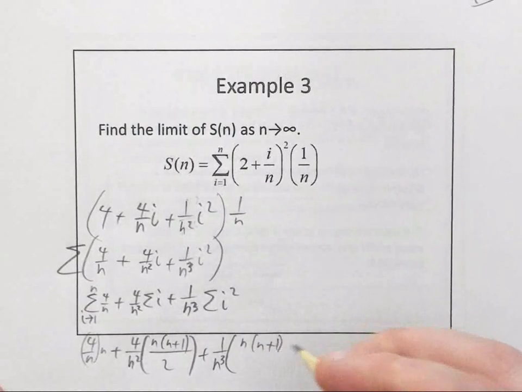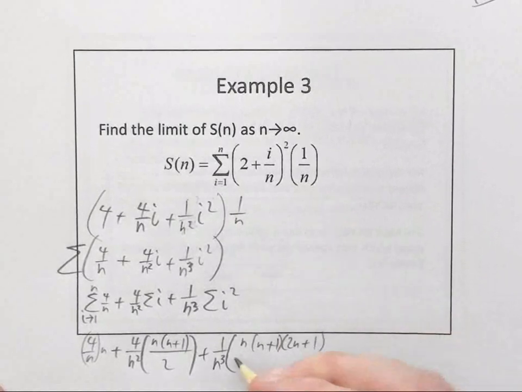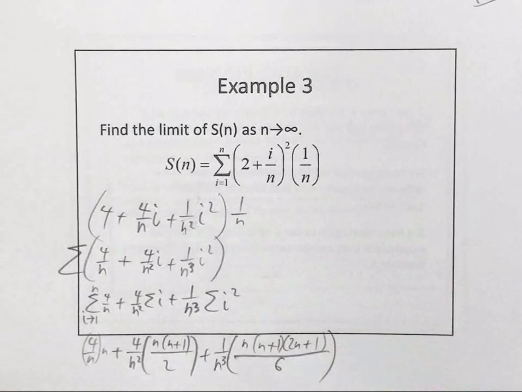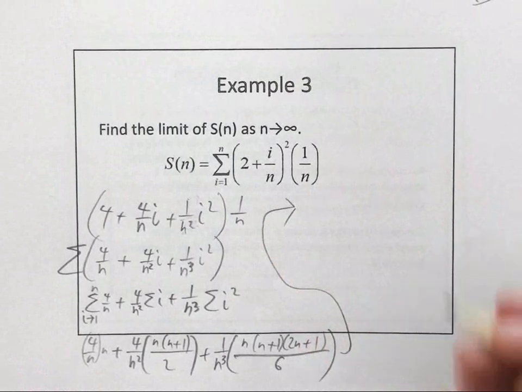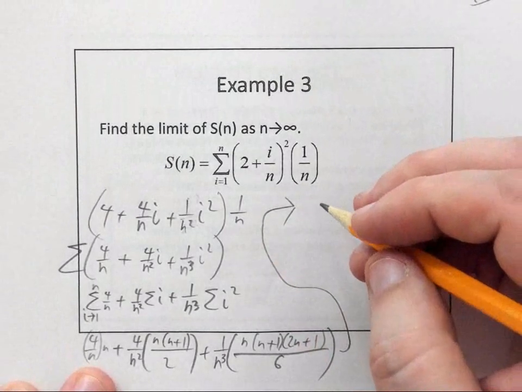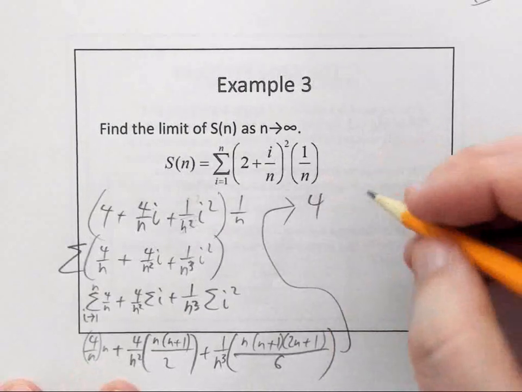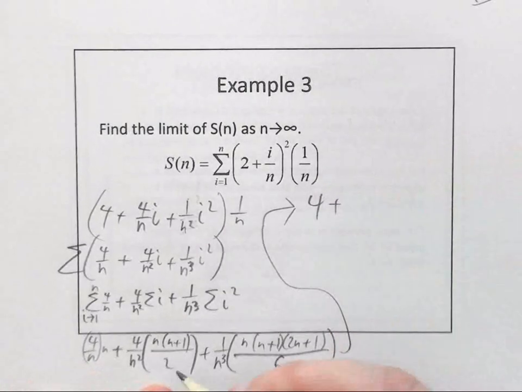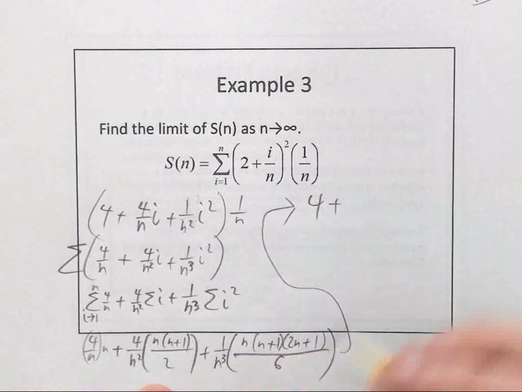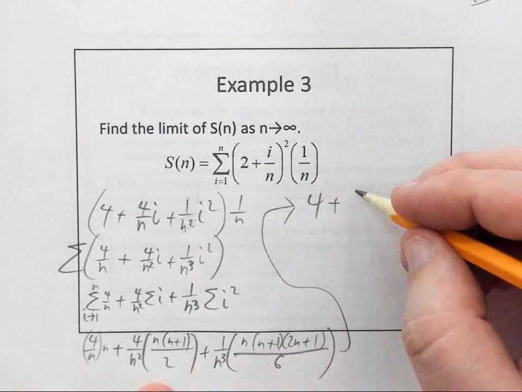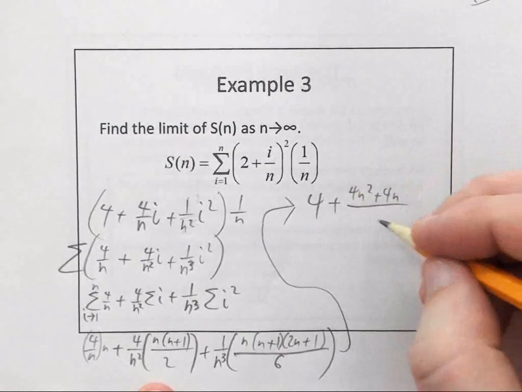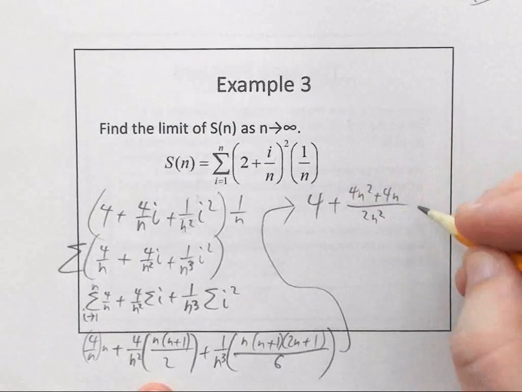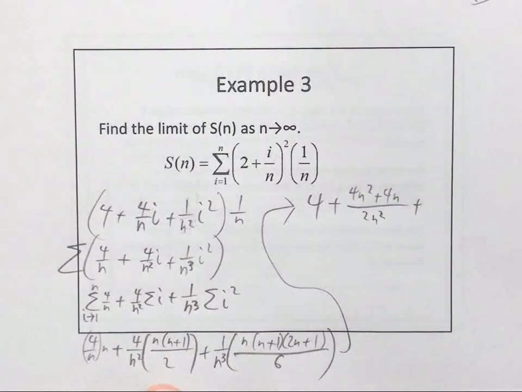Yeah, n times n plus 1 times 2n plus 1, all over 6. Okay, now, well, clean it up a little bit. 4 over n times n is just 4. Here, I would distribute the 4n and distribute the n squared at the same time. My numerator is going to turn into what? 4n squared plus 4n over 2n squared. That'll simplify in a second, but let's finish off this last part.